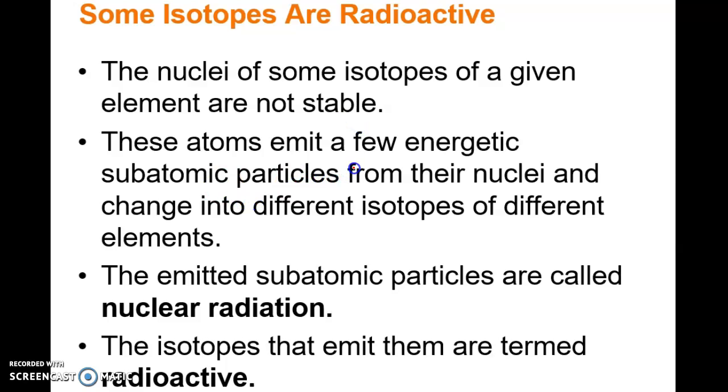These atoms emit a few energetic subatomic particles from their nuclei and change into different isotopes of different elements. The emitted subatomic particles are called nuclear radiation, and the isotopes that emit them are called radioactive.